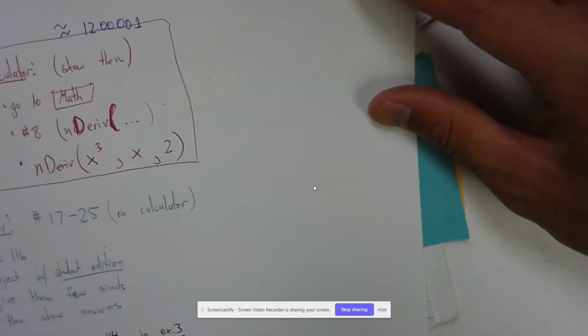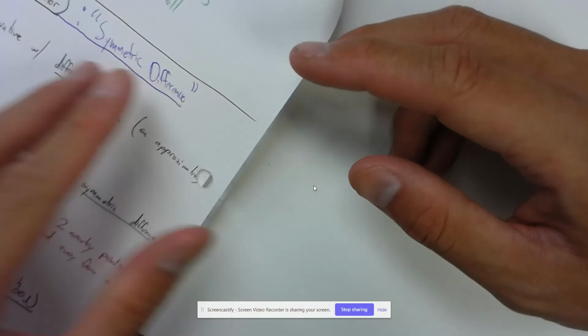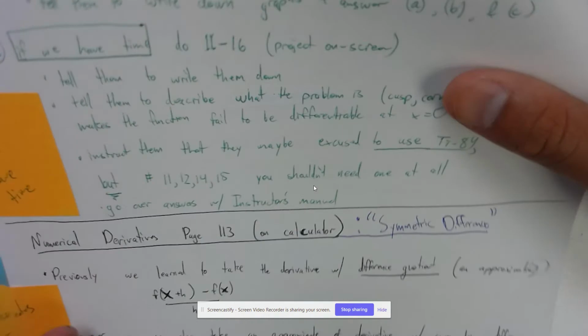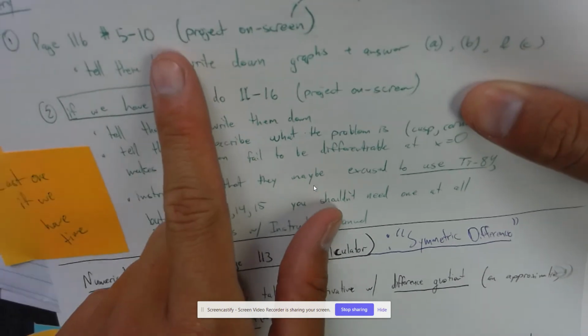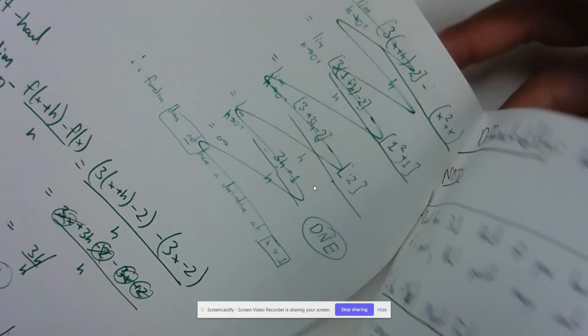All right, guys, I'll work on one more thing with you in the next video. That's pretty much all I had to say for identifying. I think numbers 5 through 10 or 11 through 16 are the questions that are going to go through the things that you see here.